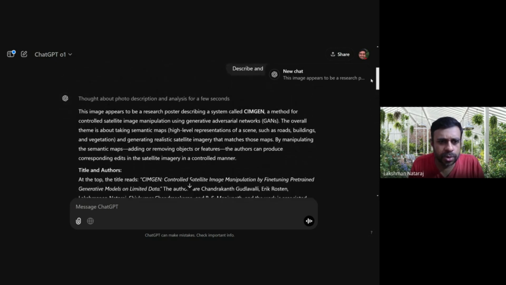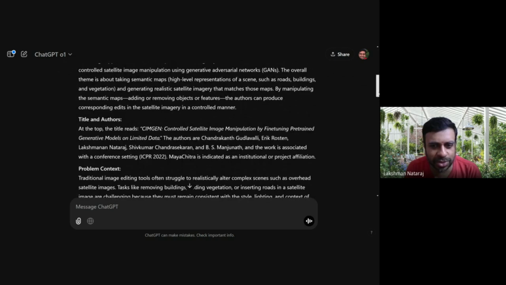So the image appears to be a research poster describing a system called SimGen. That is correct. A method for controlled satellite image manipulation using GANs. That is also correct. The overall theme is taking semantic maps and generating realistic satellite imagery that matches those maps. That is absolutely correct. And by manipulating these maps, adding or removing objects or features, the authors can produce corresponding edits in satellite imagery in a controlled manner. That is correct. And then it mentions the authors.